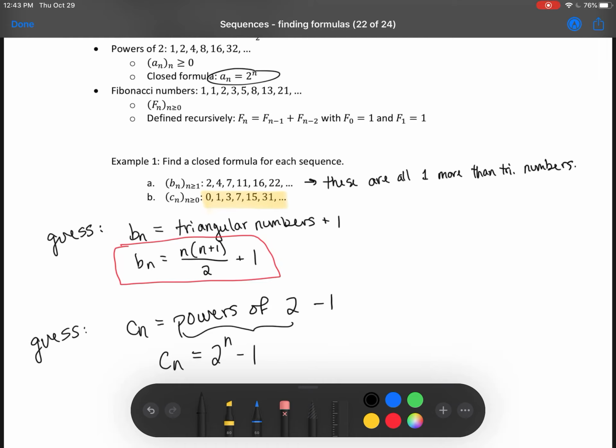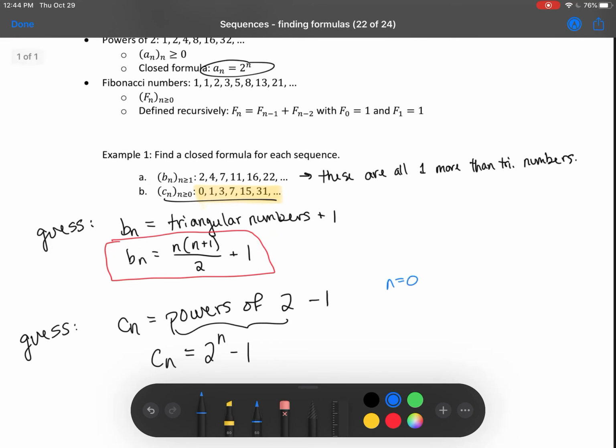All right, and again, we want to check to see if this actually makes sense with our sequence up here. So notice here that the index n bigger than or equal to 0, so the index is actually the same. The index actually starts at 0 for both the powers of 2 and the sequence that we're given. All right, so again, just to check, we'll plug in n equals 0, which gives us 2 to the 0, which is 1, minus 1, which is 0, which is indeed the first number in our sequence.